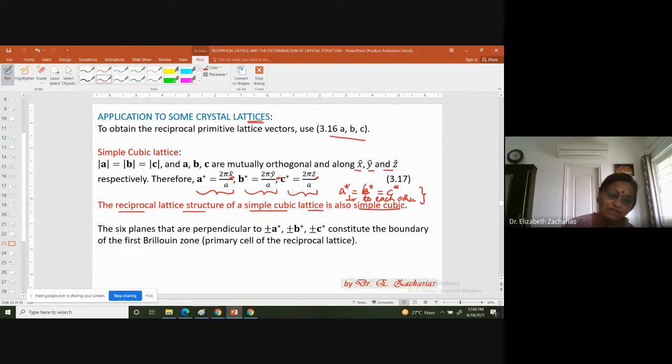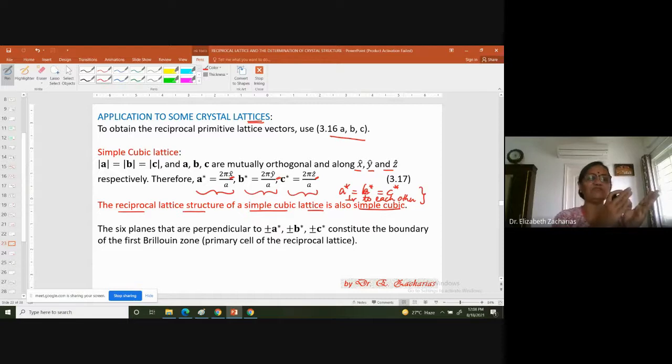The reciprocal lattice space is going to have a collection of points. So if you take those points and identify your axes A star, B star and C star, you find that A star is equal to B star equal to C star and they are mutually perpendicular.